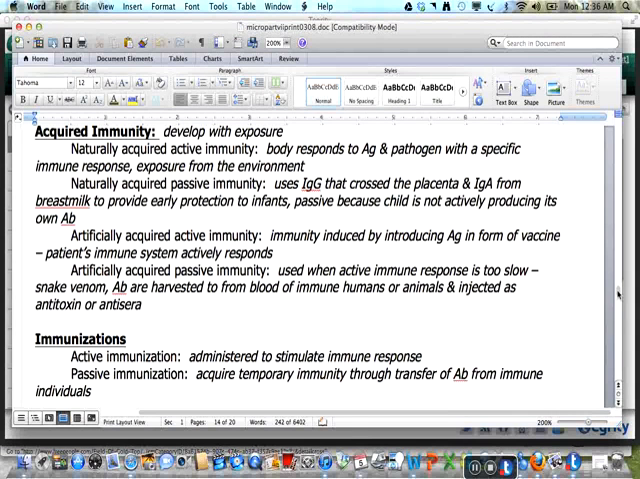Active immunizations are administered to stimulate an immune response. Passive immunizations provide temporary immunity through the transfer of antibody from immune individuals. The shortest term protection is going to come from that artificially acquired passive immunity, although it is able to save a person's life in many cases, such as from snake venom.